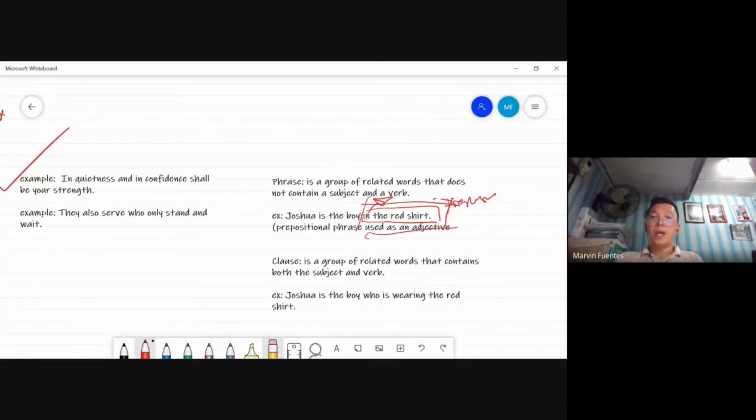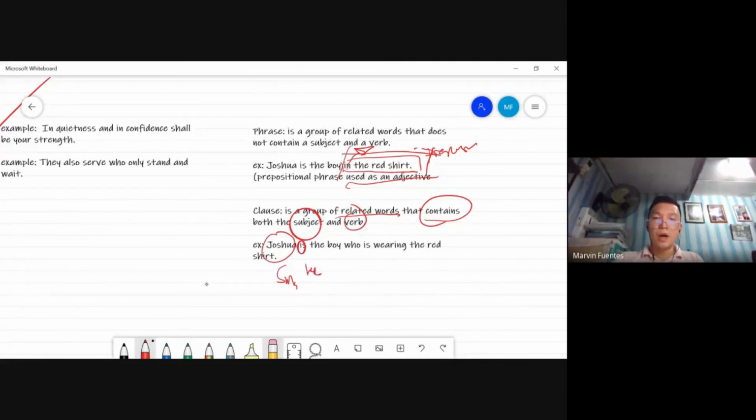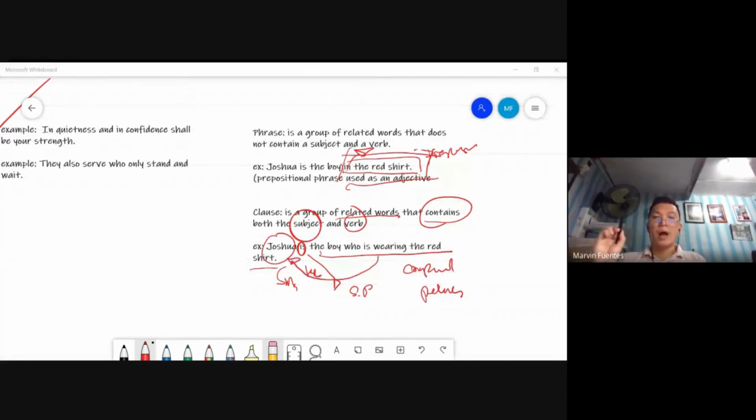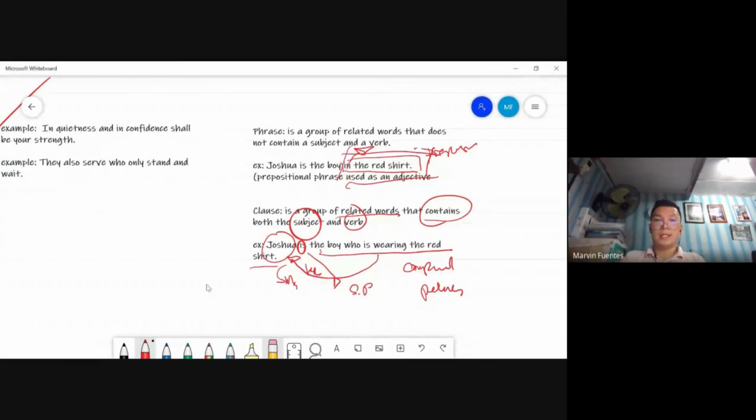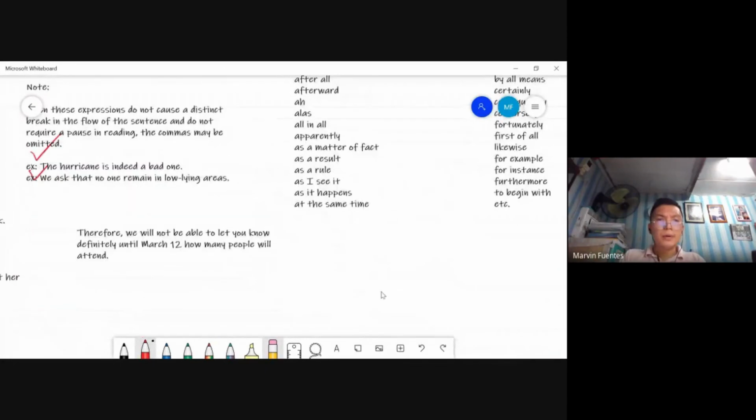But when we say clause, no, it is a group of related words that contains the subject and a verb. Joshua is the subject, is the verb, no? Most probably, this is the simple predicate, and these are the compound predicate because it says something about the noun Joshua. Tapos, as simple as that.